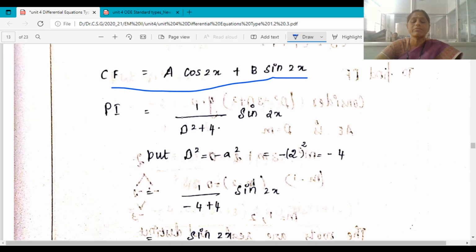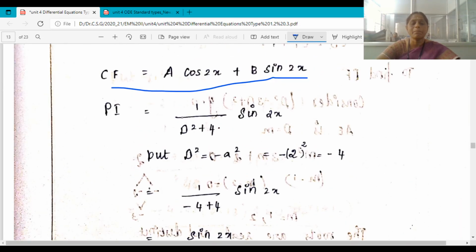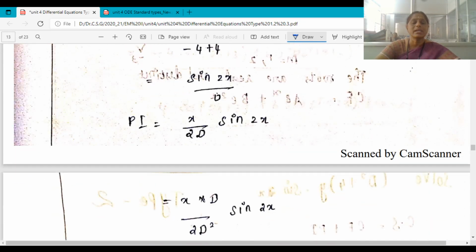For trigonometric functions, as we learnt earlier, the substitution is for D squared: D squared equal to minus a squared. Here a is 2, so D squared equal to minus 4. And when you substitute D squared equal to minus 4, it is 1 by minus 4 plus 4. So minus 4 plus 4 becomes 0. So here we cannot quit this step. Whenever the denominator becomes 0, you have to put x in the numerator and differentiate the denominator.